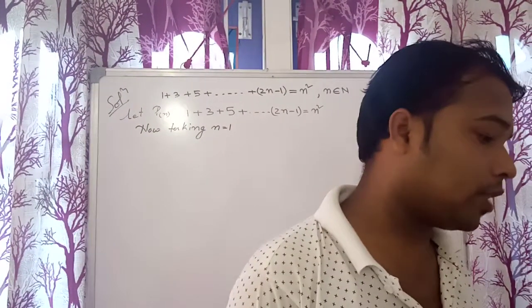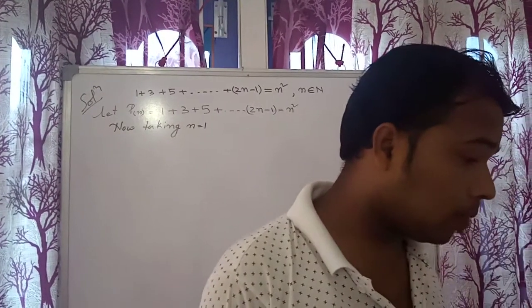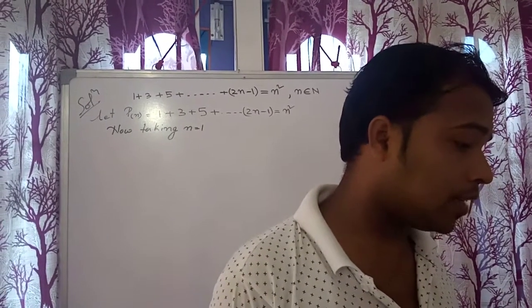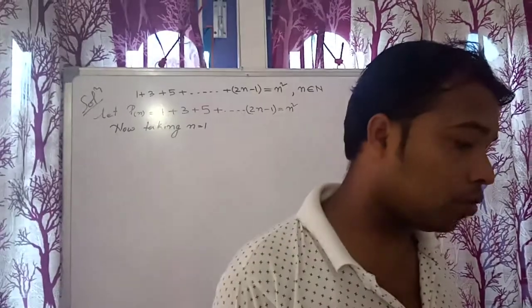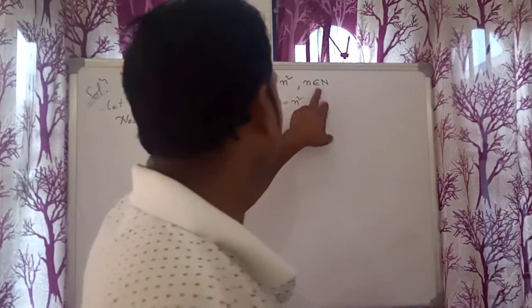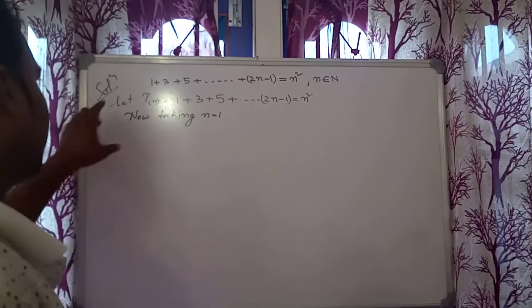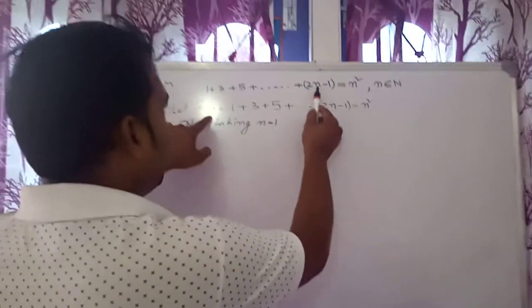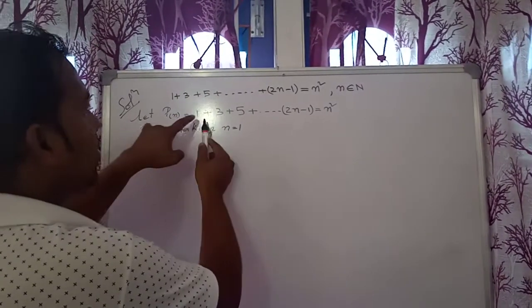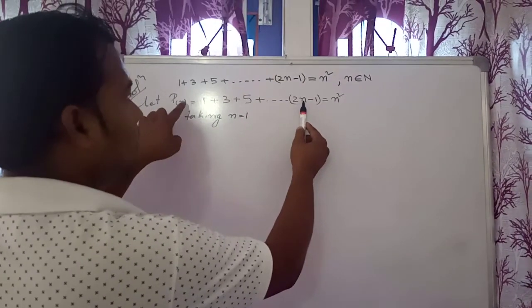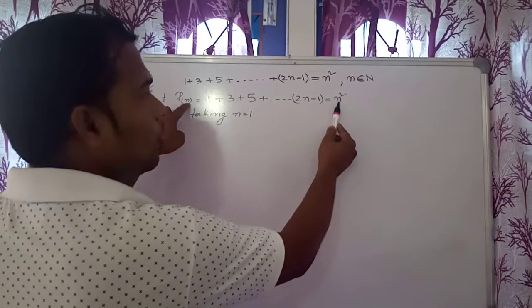First exercise, I am going to do the textual exercise using the method of mathematical induction, so that 1 plus 3 plus 5 plus dot dot plus 2n minus 1 is equal to n square, where n belongs to natural numbers. Then first you have to write let P of n. Since there is n, I am writing P of n. P of n is equal, everything will be the same, just in place of n, this one is n and this one is also n.